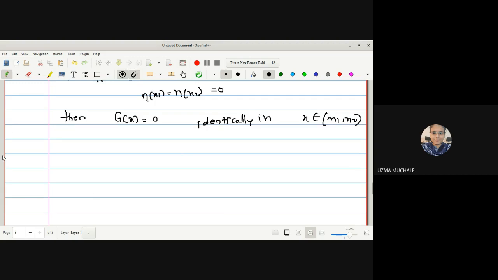We only have to prove this. Then we have to prove g of x is equal to 0 in this interval. Now let us start with the proof.